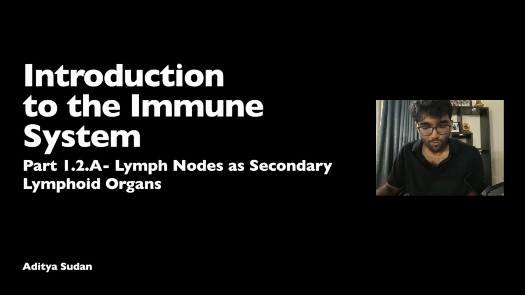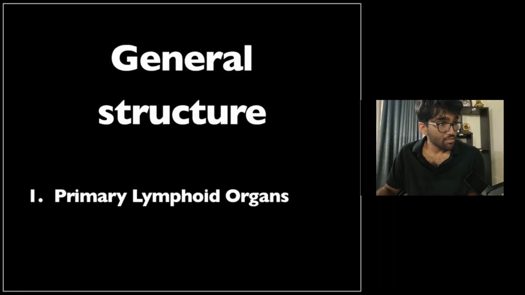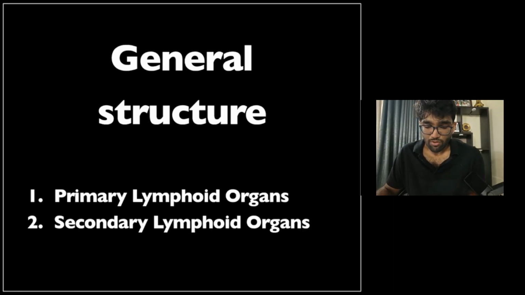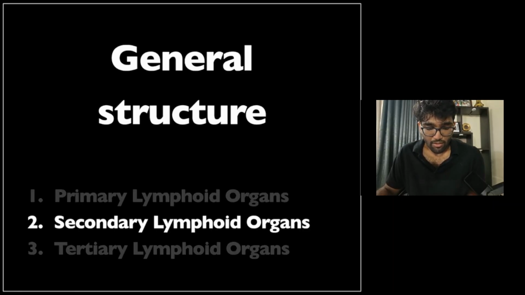Hello and welcome back. So I'll be continuing my introduction to the immune system. That is a structural overview, and this will be part 1.2a, and we'll be talking about lymph nodes as secondary lymphoid organs. So as we discussed, the general structure of the immune system includes primary lymphoid organs, secondary lymphoid organs, and tertiary lymphoid organs. And today we'll be concentrating on the secondary lymphoid organs.